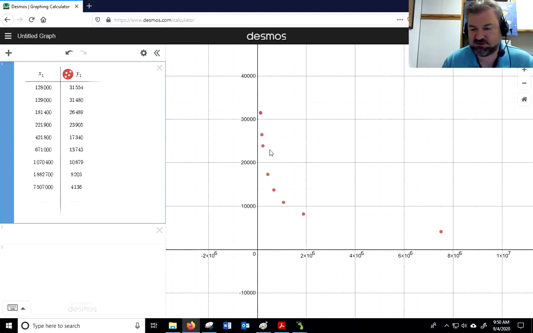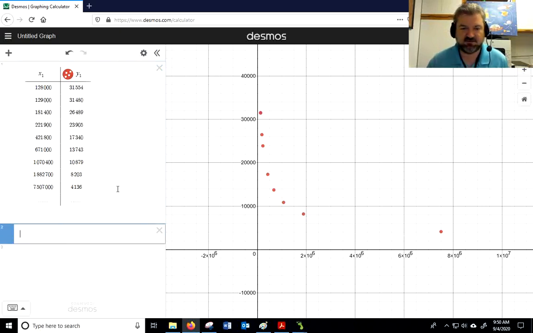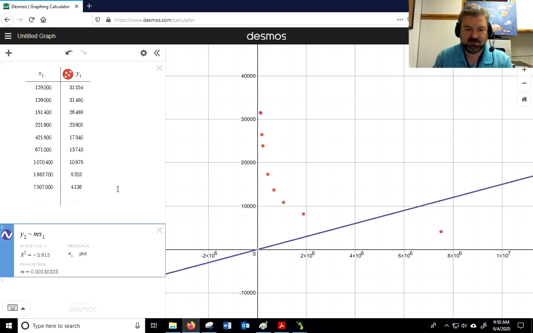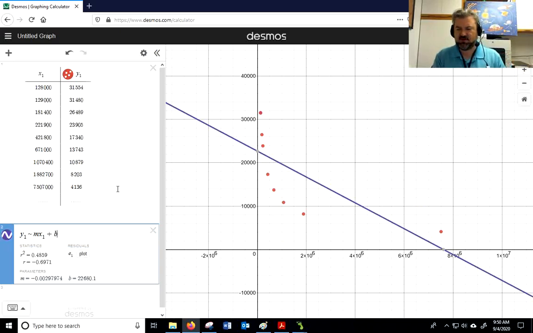Click on this little button here. It should zoom out. Ooh, that is an interesting shape. Not exactly a line, but definitely a shape, don't you think? Let's get the regression here. So I'll just say y sub 1 tilde m x sub 1 plus b. Okay, so not exactly a tight linear formation here, but definitely a negative correlation. The R value is about negative 0.7. Scientifically speaking, that's a very strong correlation.